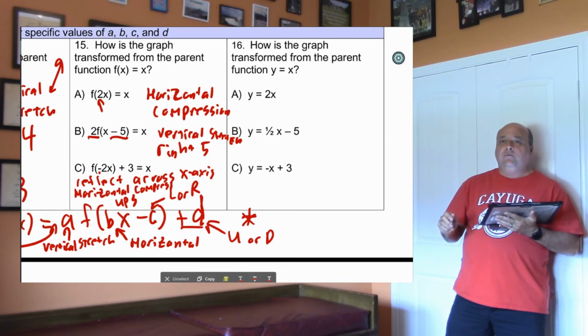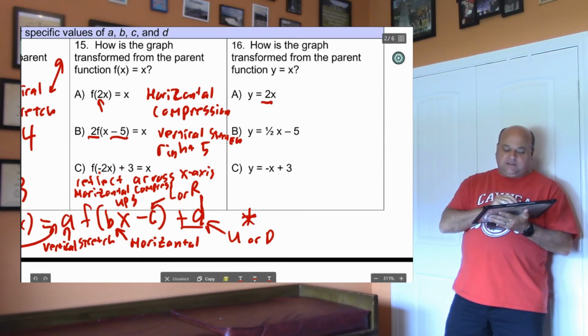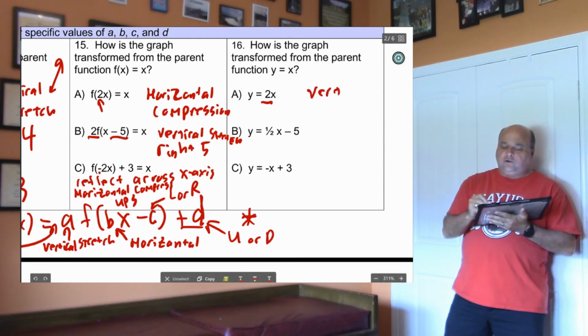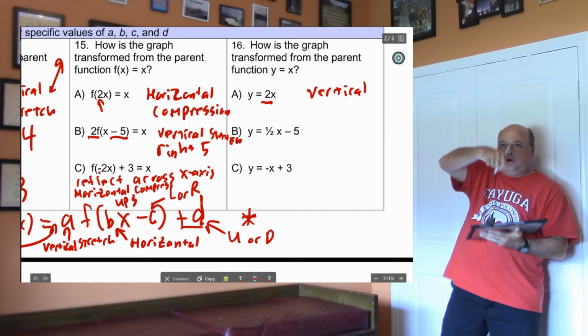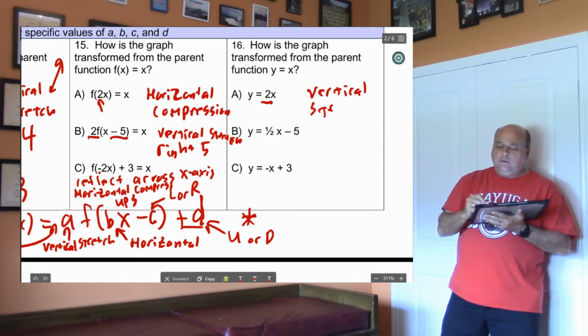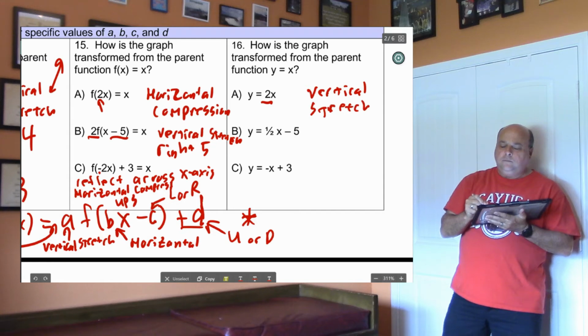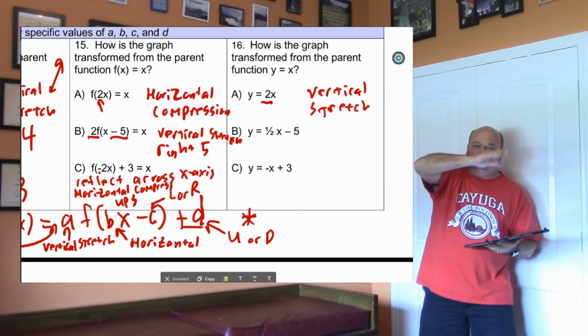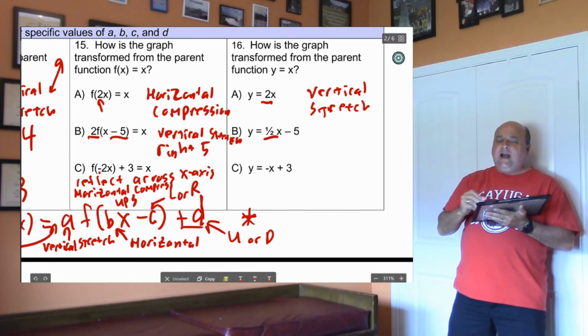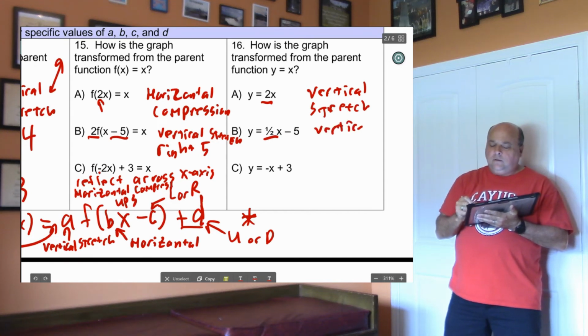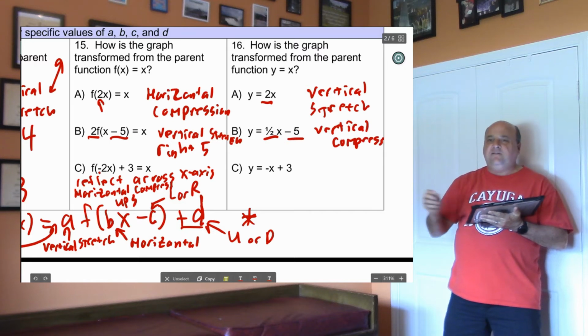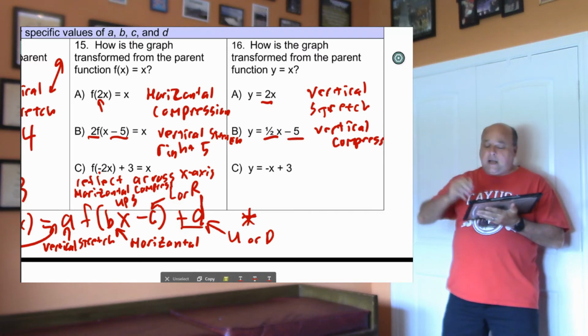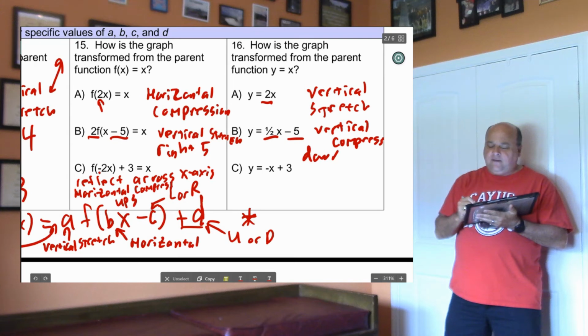Let's go over here. How is the graph transformed from the parent function? This 2 is in the A spot. That's a vertical stretch. You're going to make it steeper. A vertical compress means you make the line flatter, okay? The 1/2 is a vertical compress. The -5, that means you're moving it down 5. That's the y-intercept, isn't it? So down 5. This negative is a reflect across x-axis.